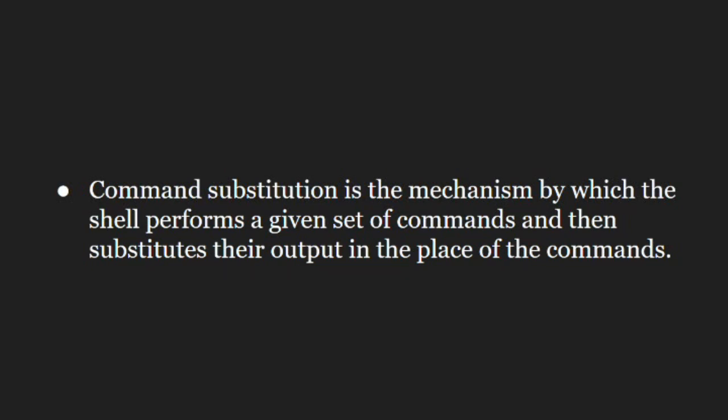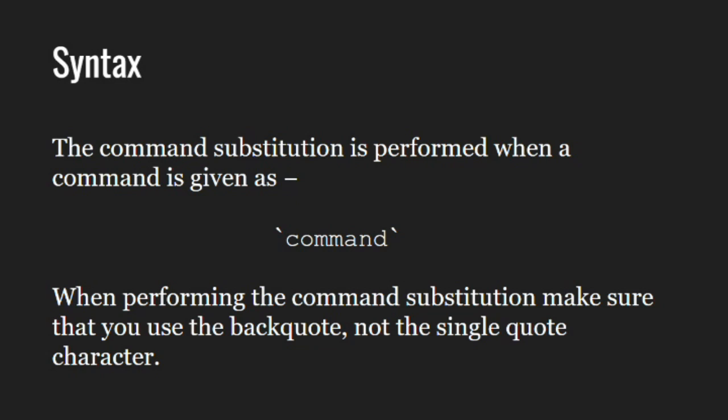Using Linux, you can connect two commands in two ways. First is what we have learned in a previous video on the pipe operator, that was video number 20 in the Linux series, and the second is command substitution. Command substitution is the mechanism by which the shell performs a given set of commands and then substitutes their output in the place of the commands. Let us understand this more clearly with the help of an example.